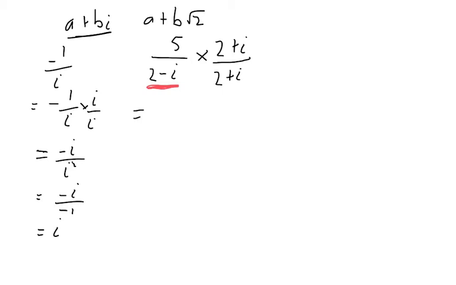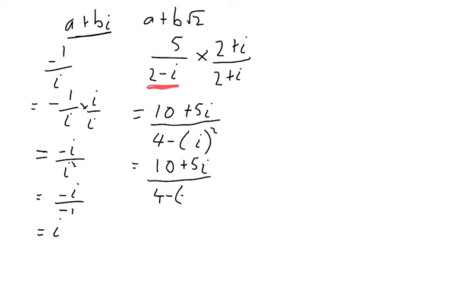So expand, and it equals 5 times 2 is 10. 5 times i is 5i, sorry. Then we go down the bottom, so it becomes 4, take away i squared. Now that becomes 10 plus 5i. Now that becomes 4, take away minus 1, because i squared is minus 1, equals 10 plus 5i over 5.